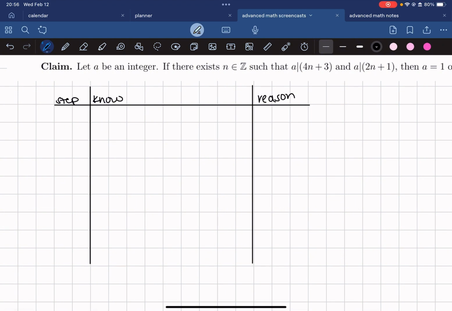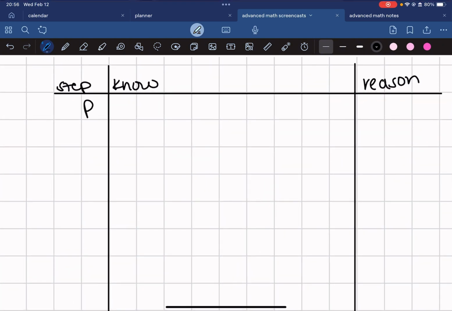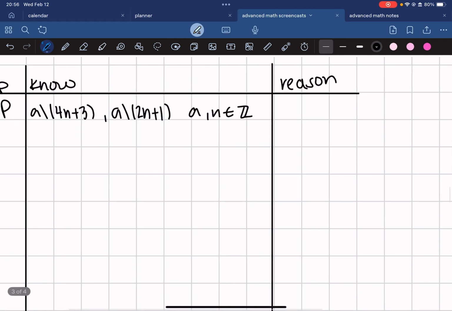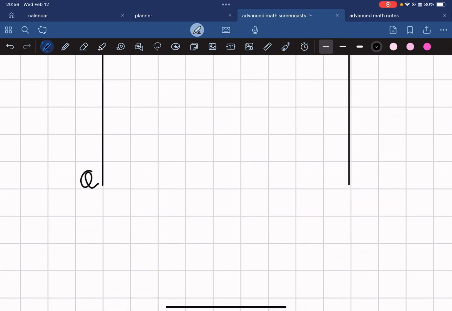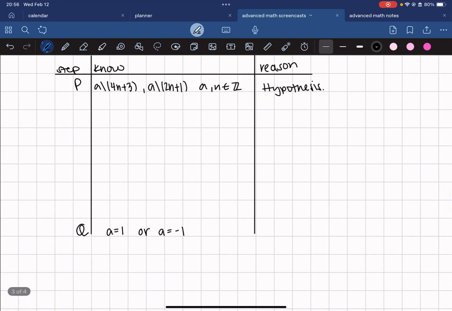I am going to start by sketching out a know-show table. So our step P is our hypothesis. So a divides 4n plus 3, a divides 2n plus 1, and then a and n are both integers. And this is our hypothesis. And then at the end we want Q, which is a equals 1 or a equals negative 1, and we don't know the reason for that yet.